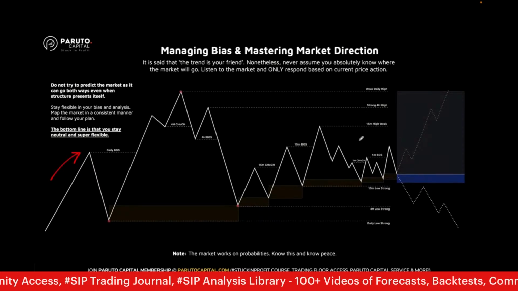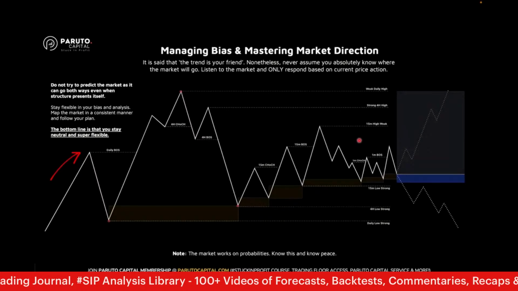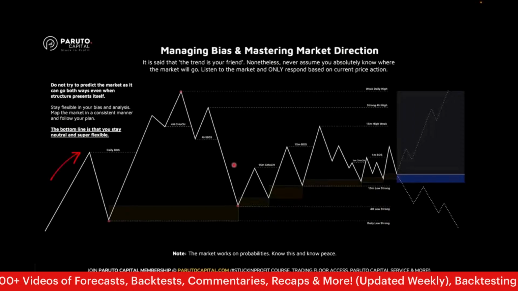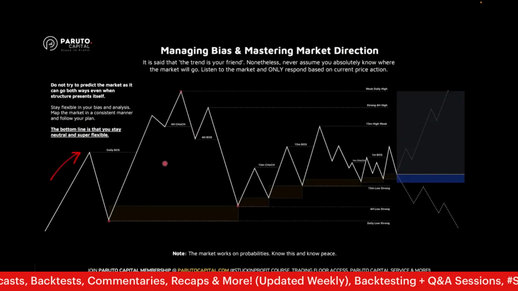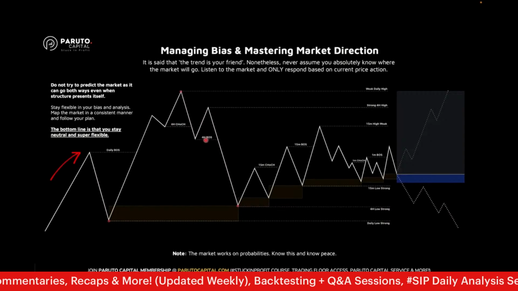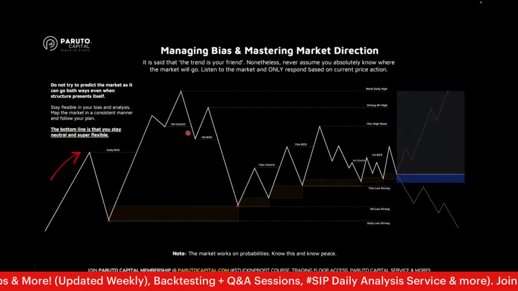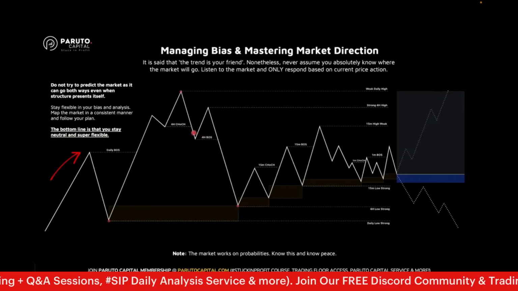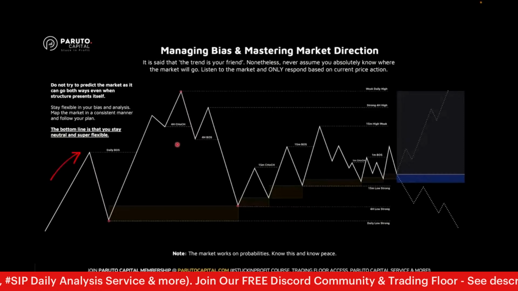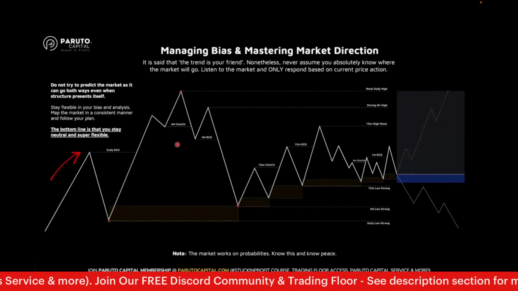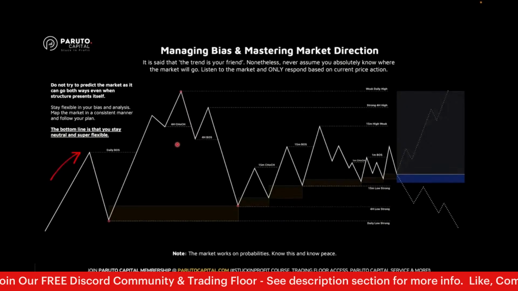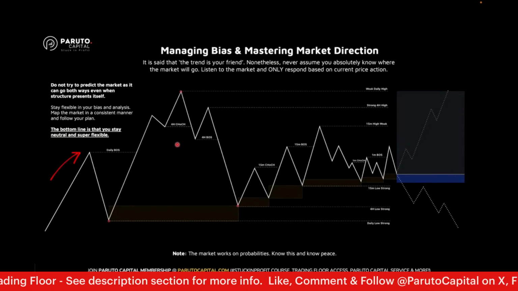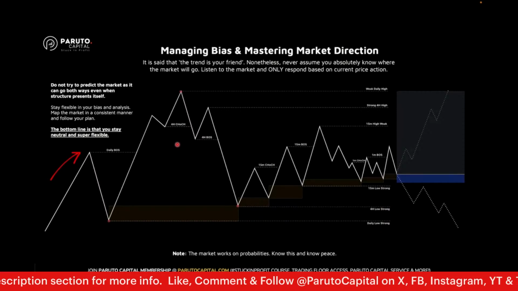Now, do not try to predict the market, right? Simply react or respond to what the market is showing you based on your plan. Don't say, oh, I think the market is going to go this way, and then execute a trade based on how you think. You're just going to end up blowing your account, or just hurting yourself. So you must stay flexible in your bias and analysis. You've done your analysis, but you must always also stay flexible. And the bottom line is that you must stay neutral and super flexible when actually trading.